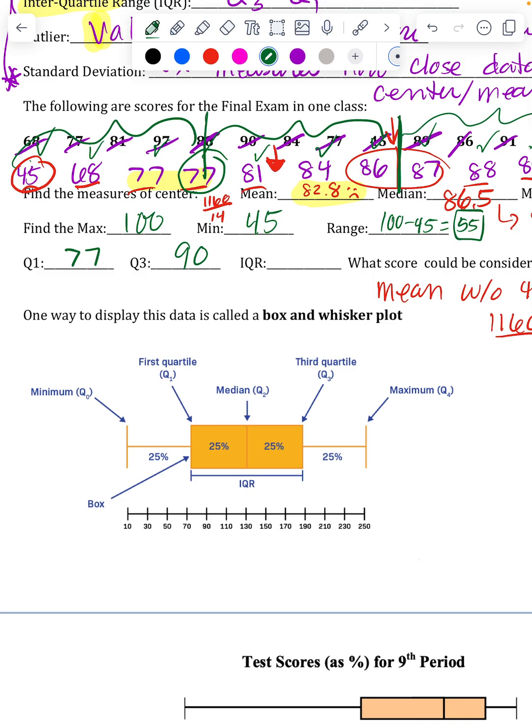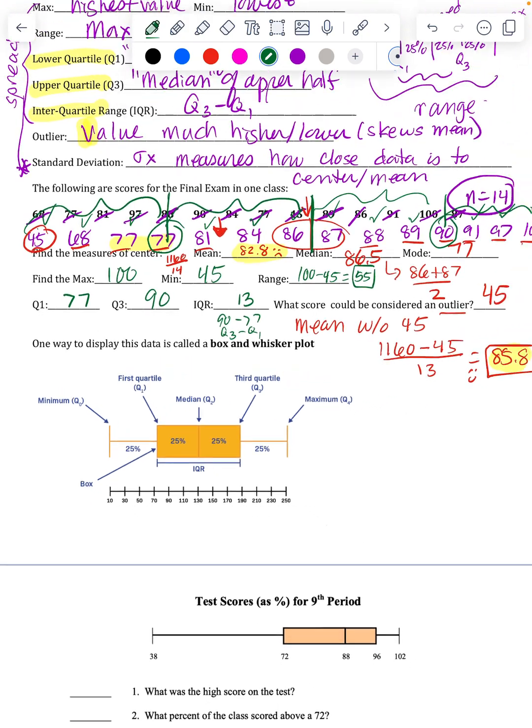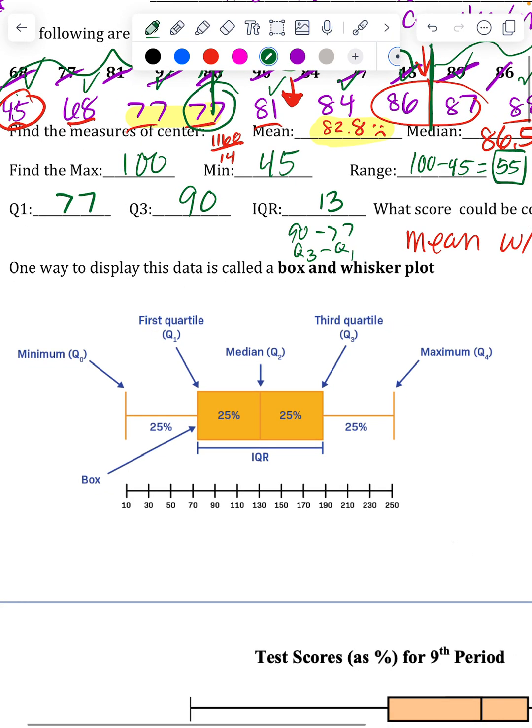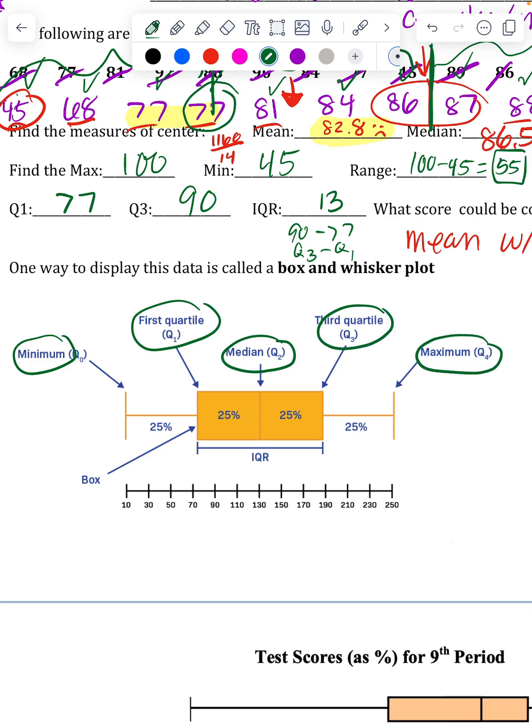So IQR is just taking 90 minus 77. So I have an interquartile range of 13. I'm going to actually write that the opposite way. So I would take 90 minus 77, Q3 minus Q1, and my interquartile range is 13. So that's how you find the data. Now we're going to talk about a box and whisker plot, and you basically use a 5-number summary. You need your minimum, Q1, median, Q3, and your max value.